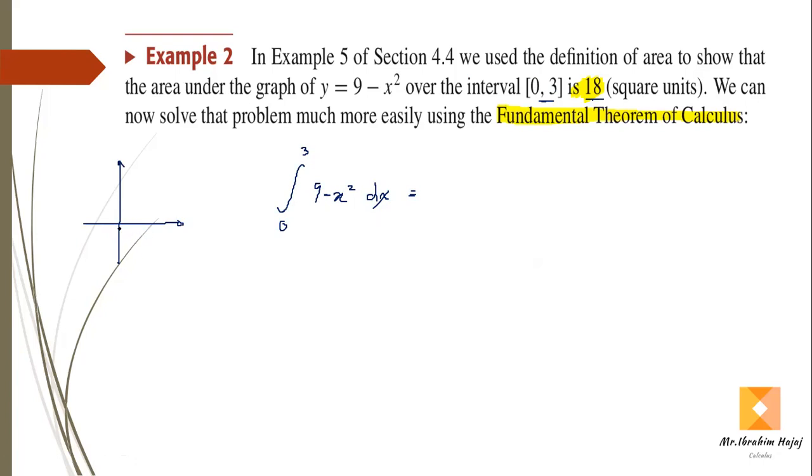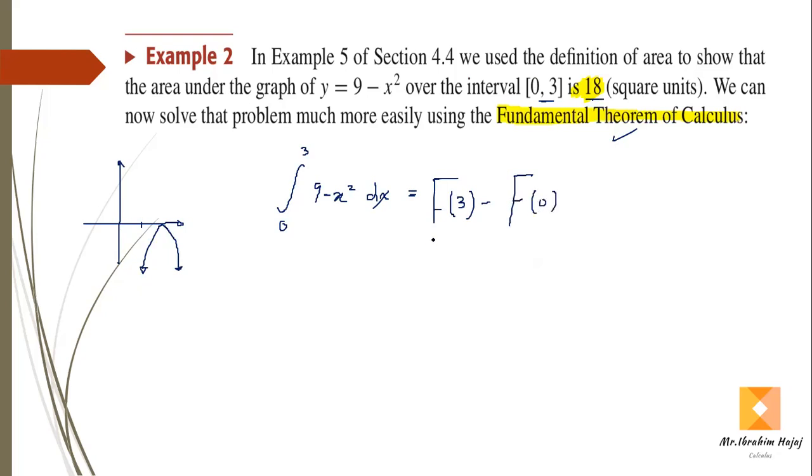And if we graph it quickly, what's going to happen here? I'm going to move 9 units up. I think it's going to be like this, right? But the question asks about from 0 to 3 only, so we will take only one part of this function. Anyway, the important thing is we will integrate by using the fundamental theorem of calculus, which is F uppercase of 3 minus F uppercase of 0.